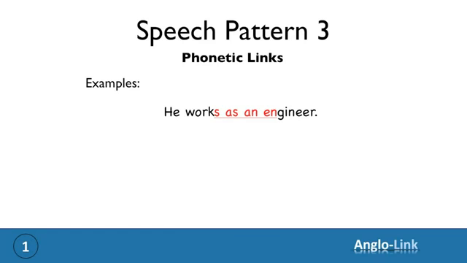Let's look at speech pattern 3, which is phonetic links. Generally, any word that starts with a vowel is linked to the previous word, and this makes it hard to hear each word distinctively. Let's look at some examples. He works as an engineer. You've got 3 words that begin with a vowel: as, an, and engineer. In connected speech, they all run into each other. He works as an engineer.